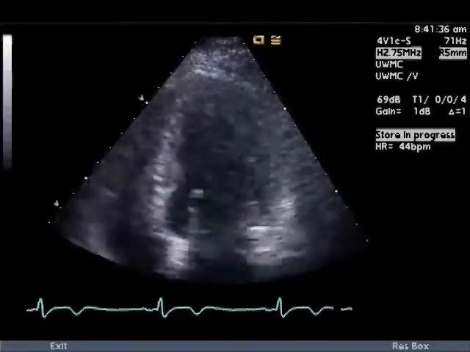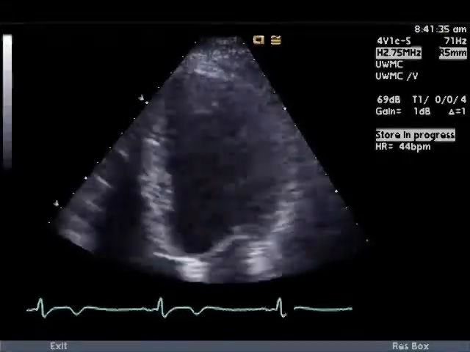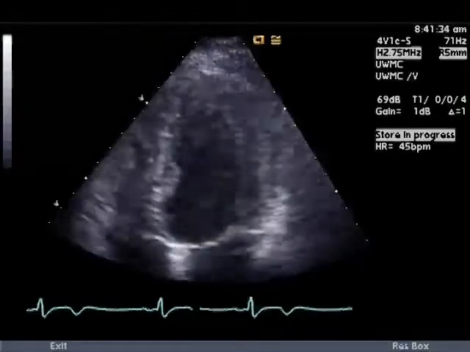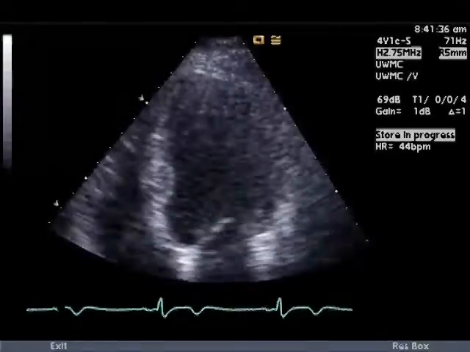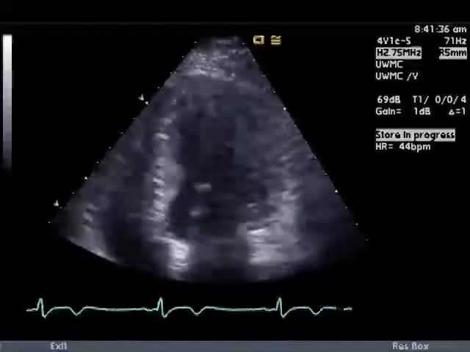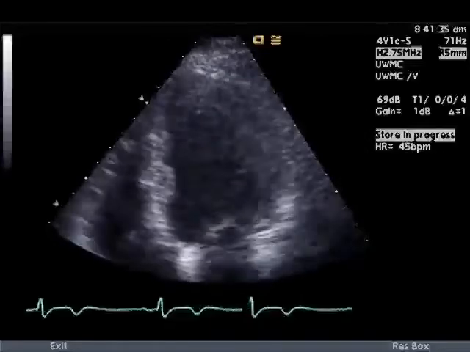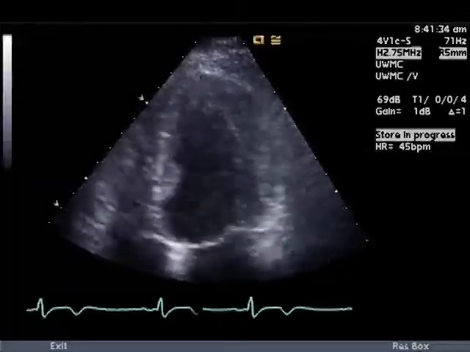Baseline images are obtained. Contrast opacification of the left ventricle is recommended if 2 or more myocardial segments are not adequately visualized. Contrast is frequently used during exercise or dobutamine stress imaging to improve identification of regional wall motion abnormalities.